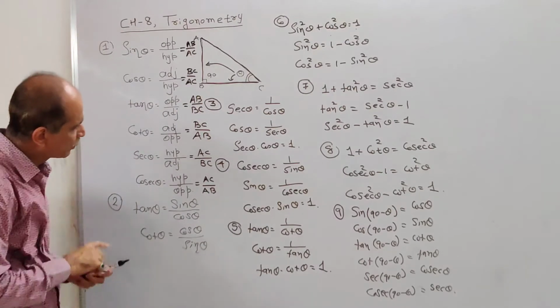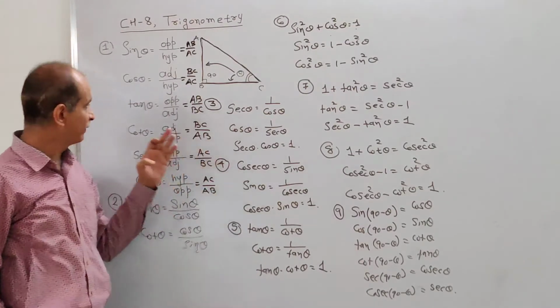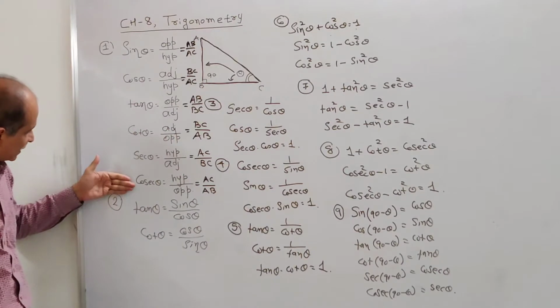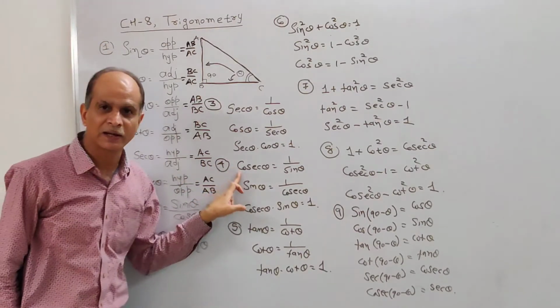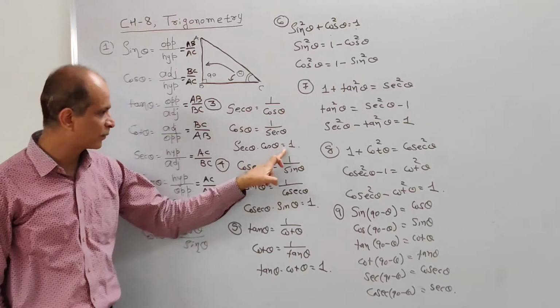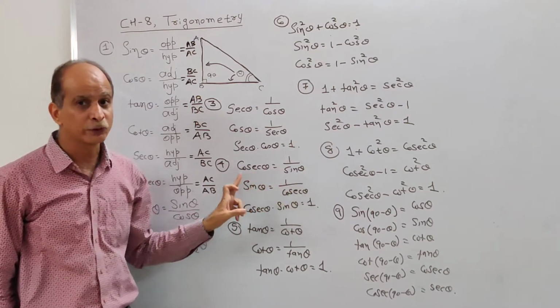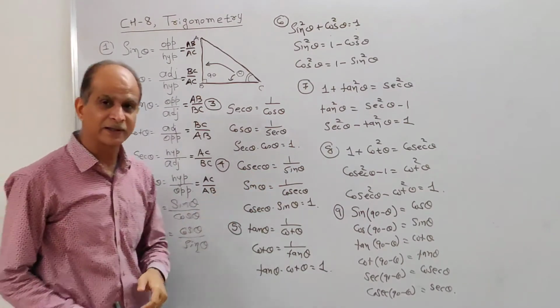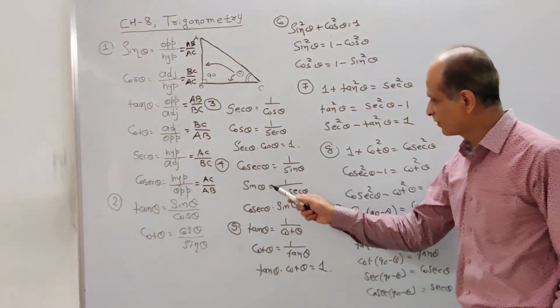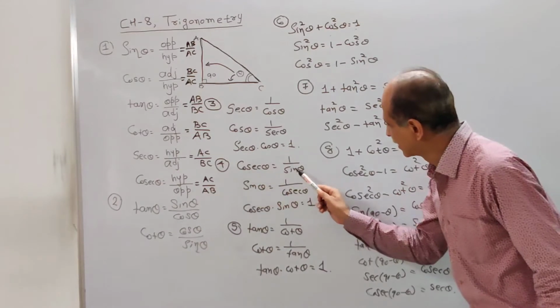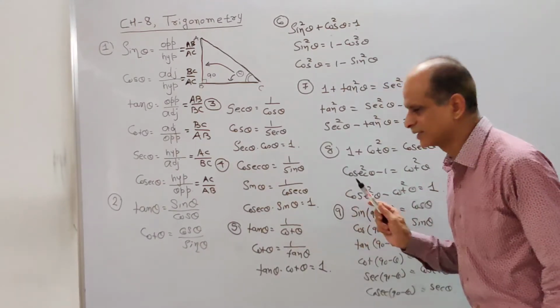Now let us start formula number 4. Here we have concluded that cosec theta is the inverse of sin theta. So we have prepared one formula. Cosec means 1 upon sin theta. So you can also write sin theta is equal to 1 upon cosec theta, and that's why we can write cosec theta into sin theta is equal to 1.